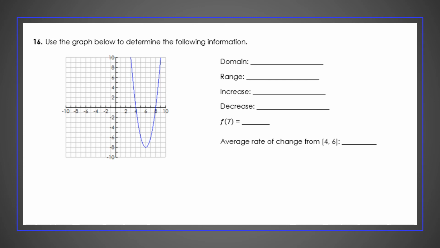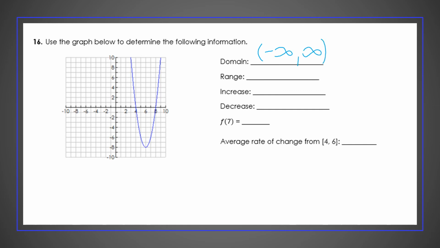The next two problems, we're going to look at some graph analysis. So for domain, we're looking at left to right. Does the function go left forever? Yes, it does. Does it go right forever? Yes, it does. So your domain should be -infinity to +infinity.